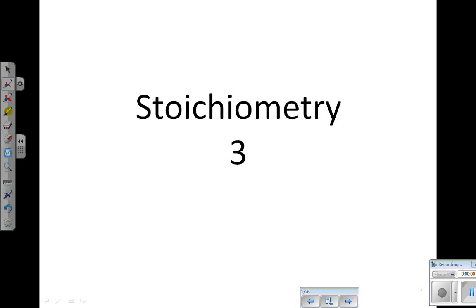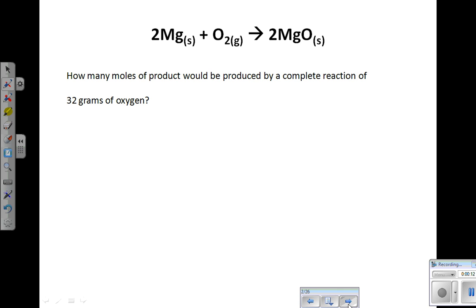This is the third in our series of stoichiometry videos where we're using a balanced equation to come up with either moles or grams of reactants or products. We're going to use the same balanced equation that we used in the last video, which is 2 moles of magnesium solid react with 1 mole of oxygen gas to produce 2 moles of magnesium oxide.